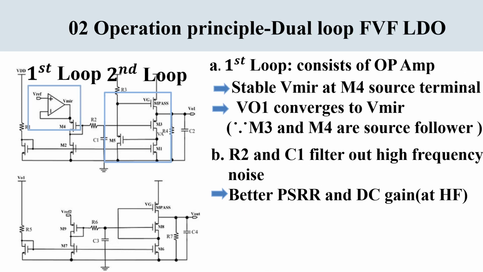Talk about the first loop of FVFLDO. It consists of an OP amplifier, and it would provide a stable VMIR at the M4 source terminal. Because M3 and M4 are source followers, VO1 converges to VMIR. The resistor and capacitor between M3 and M4 will filter out high-frequency noise, which improves PSRR and DC gain at high frequency.